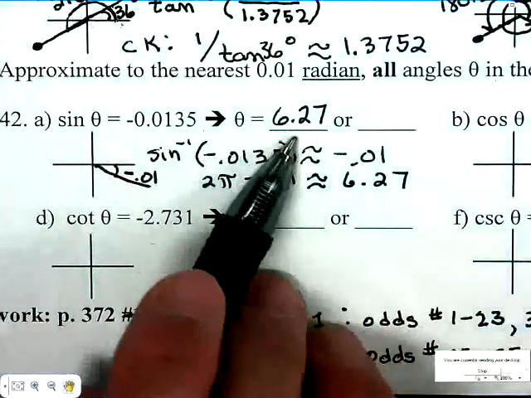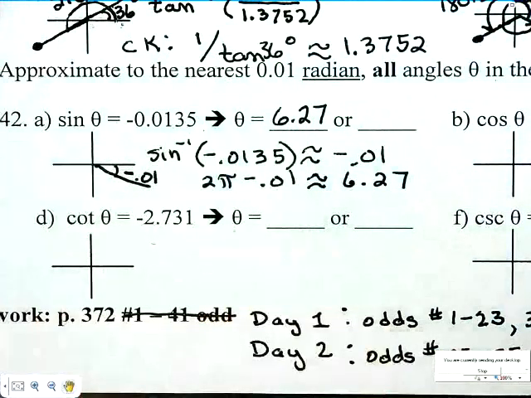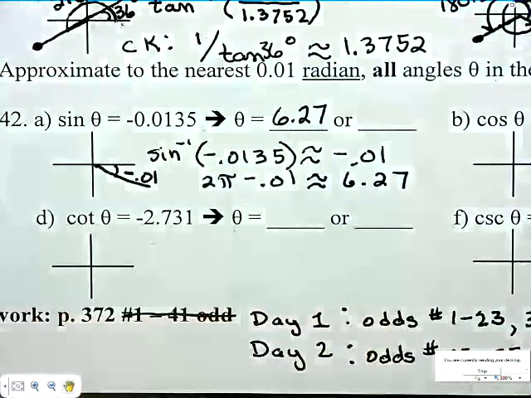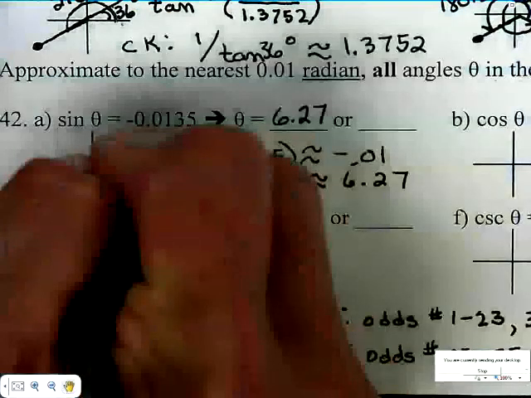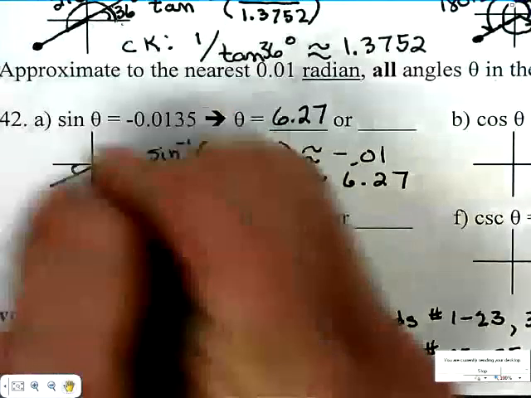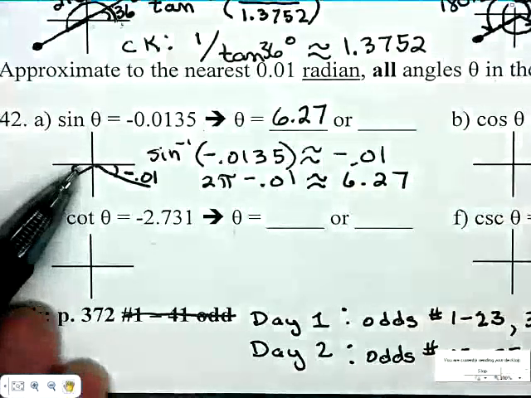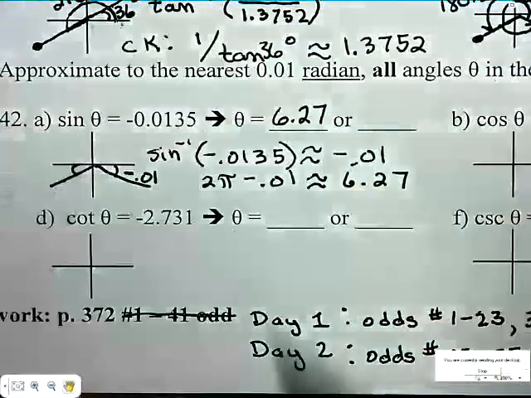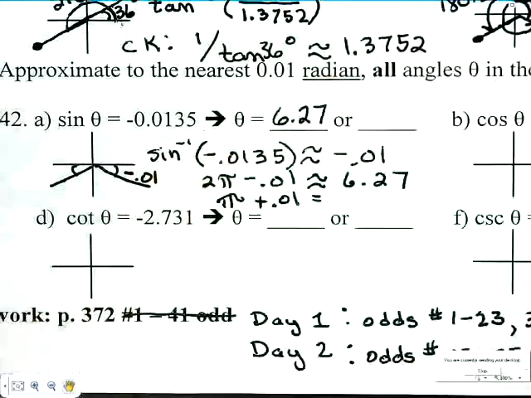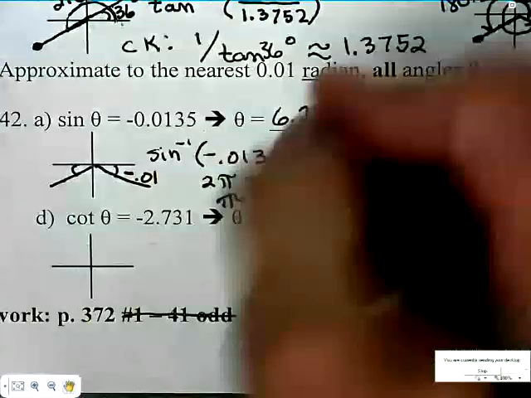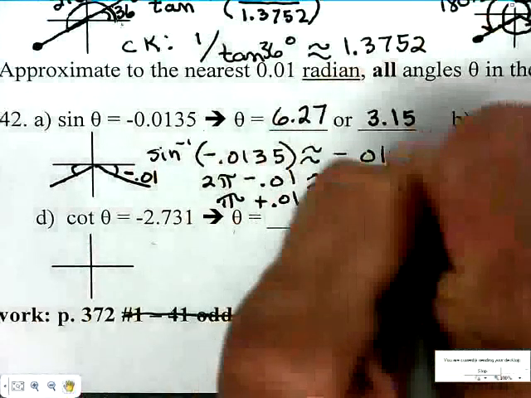In what other quadrant is there an angle that has the same negative sine value? Yep, sine's the y's. The y's are negative in the third quadrant. If you want the third quadrant angle that's 0.01 past pi radians, then just add 0.01 to pi, and 3.15 is your third quadrant angle.